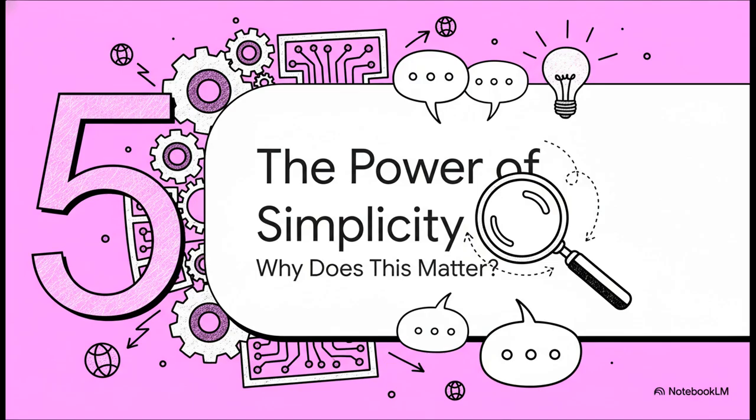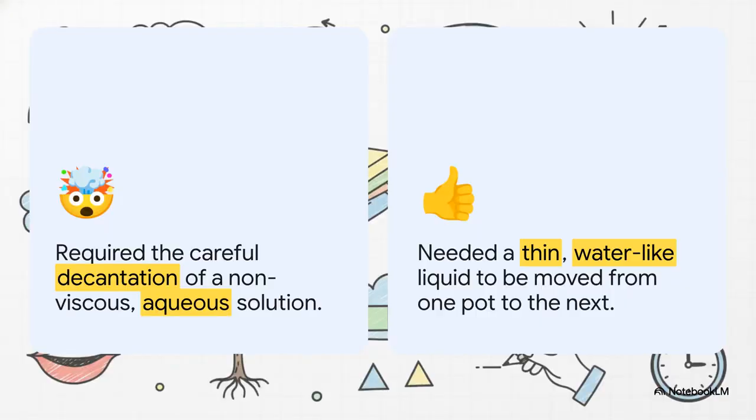Okay, so we've looked at the word, we've seen the system, but let's zoom out one last time. Why does any of this matter? What's the big deal? What is the real power of this kind of radical simplicity? Well, here's your answer right here. This is a perfect illustration.